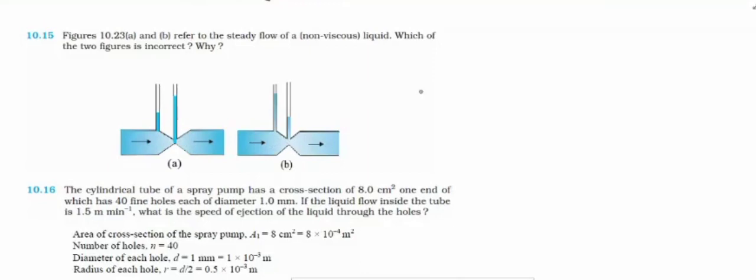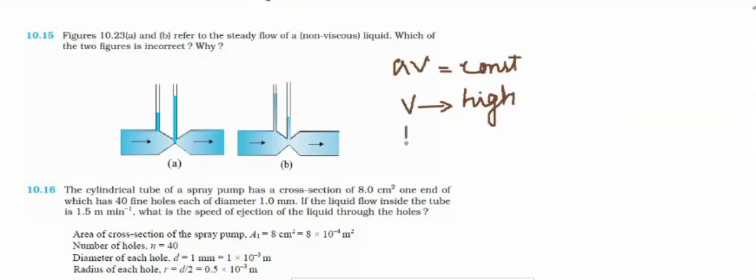Constriction, we know, first we apply equation of continuity. AV equal to constant. AV constant means area of cross section decreases, velocity increases. So at the constriction, speed is high. So we are discussing about constriction. So at the constriction, as area is small, velocity is high. Then when velocity is high, pressure is low. Apply Bernoulli's theorem. So pressure is low at the constriction.